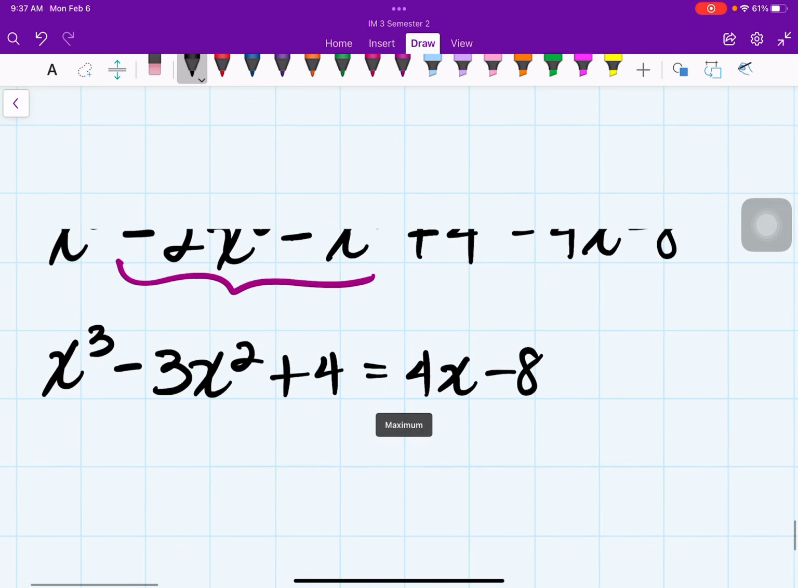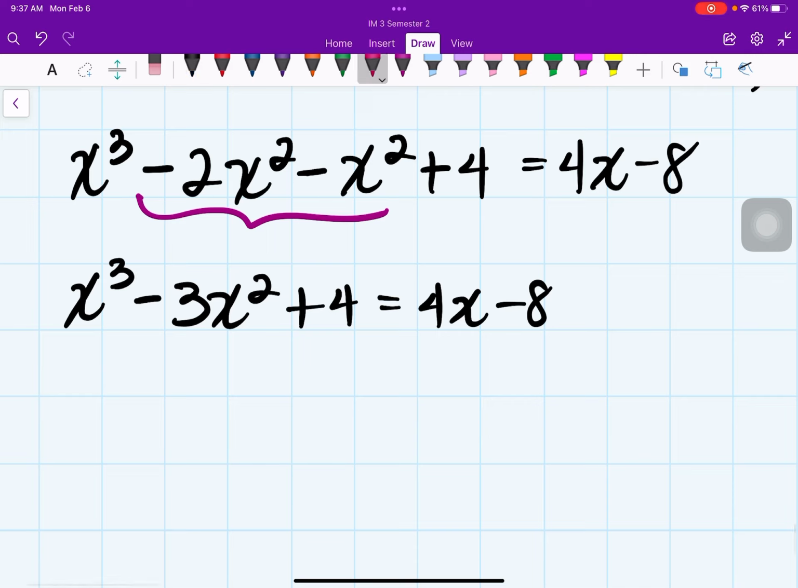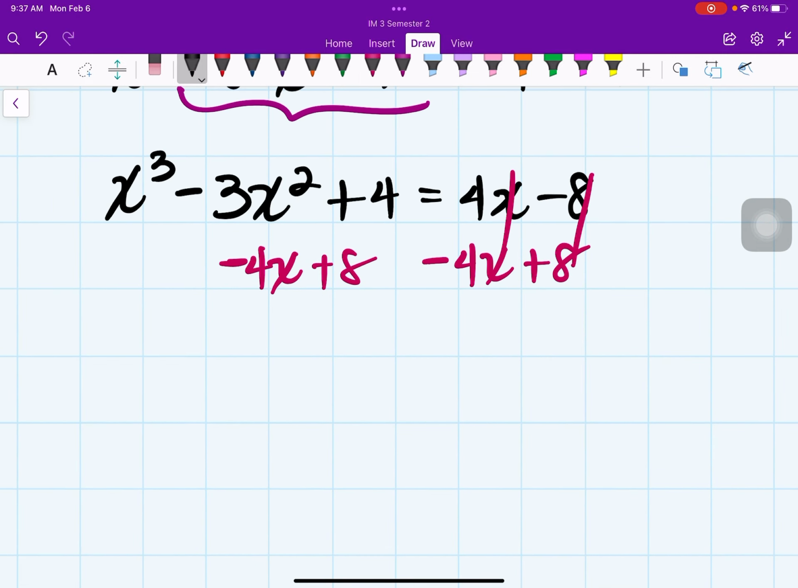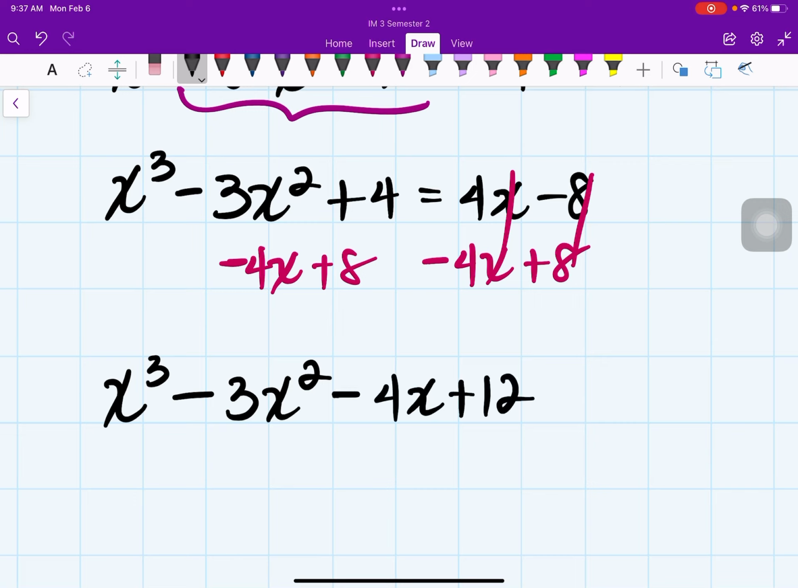Now from here, let's move things around. Let's subtract 4x, and add an 8, so that cancels. The negative 4x can't really be combined with anything, so we'll just be rewriting them as follows. x cubed minus 3x squared minus 4x plus 12 equals 0.